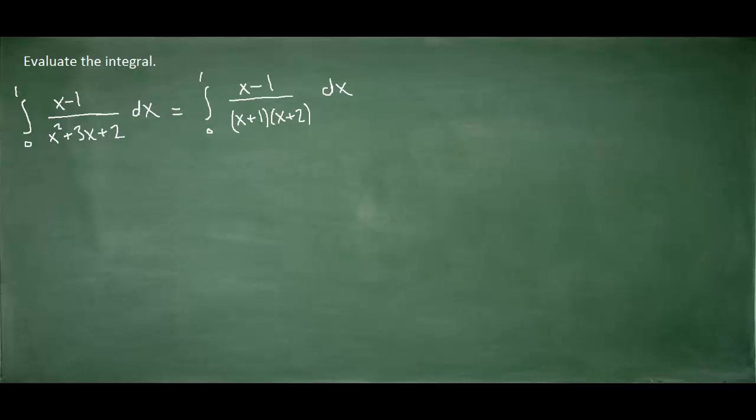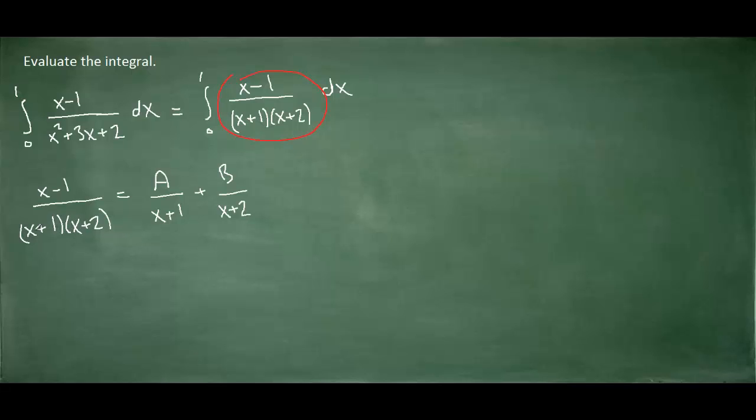In order to do that, we can take this expression and rewrite it in terms of its partial fractions. We write the expression as some constant A over the first linear factor plus another constant B over the second linear factor. And our challenge becomes to find the values of A and B.